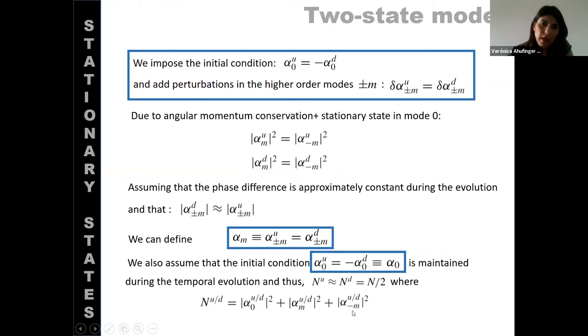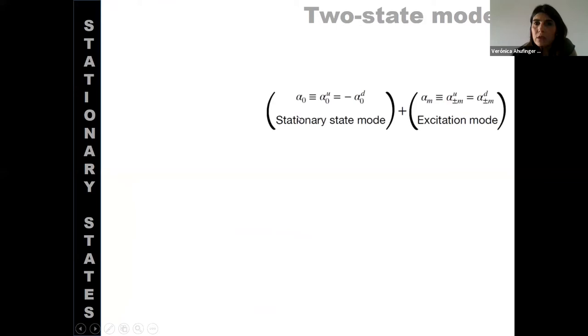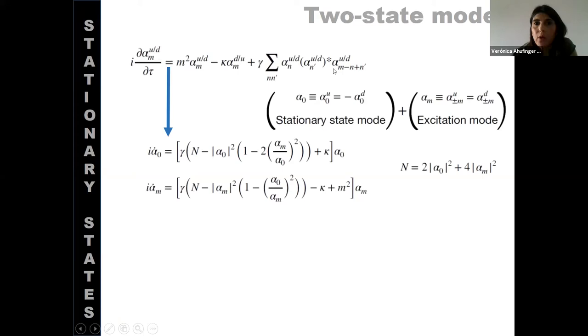If we just consider these two new variables, the probability amplitudes for the stationary mode and the probability amplitudes of the excitation mode, and we include them into the full set of equations for the probability amplitudes, one can derive two coupled differential equations for alpha zero and alpha m. So the probability amplitude of the stationary mode and the probability amplitude of the excitation mode.